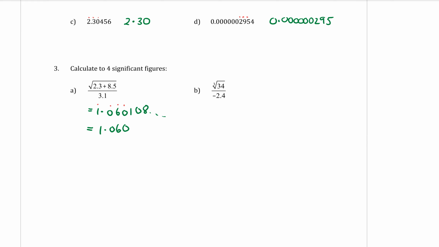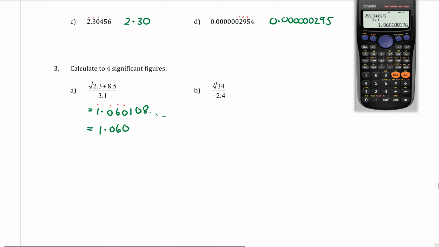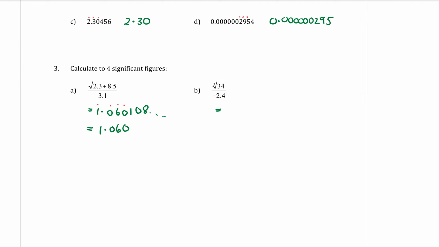Okay. And again for B, just type it in, get the decimal first, and we want 4 significant figures. So, fraction, cubed root, you can use shift there, cubed root of 34, and minus 2.4 on the bottom. All right? So I get negative 1.349838. Okay, so 4 significant figures. I want the 1, I want the 3, I want the 4, and I want that 9.